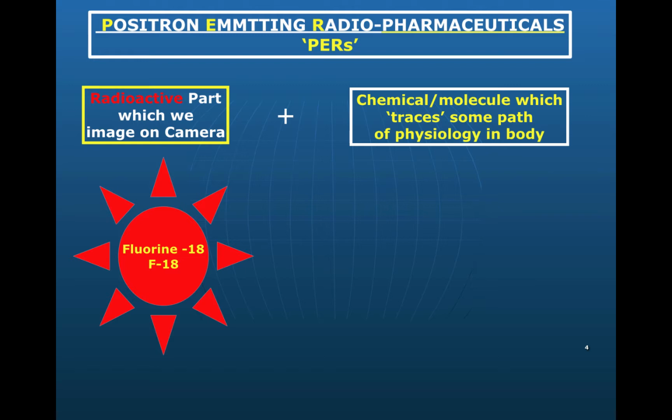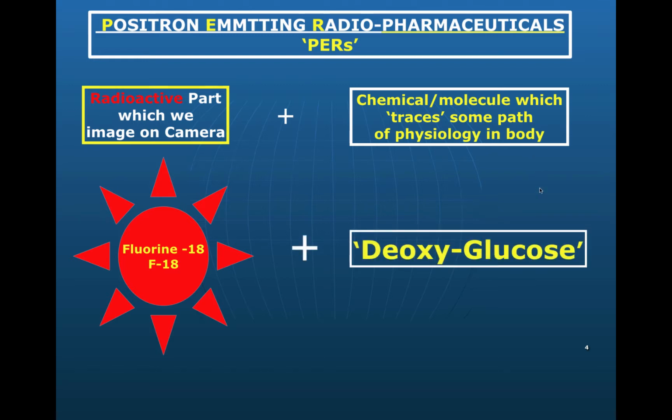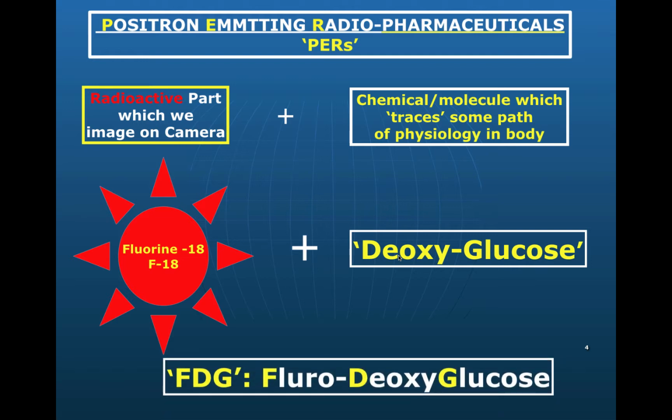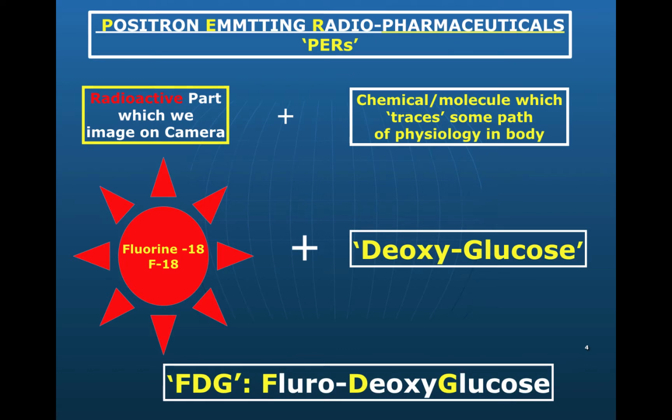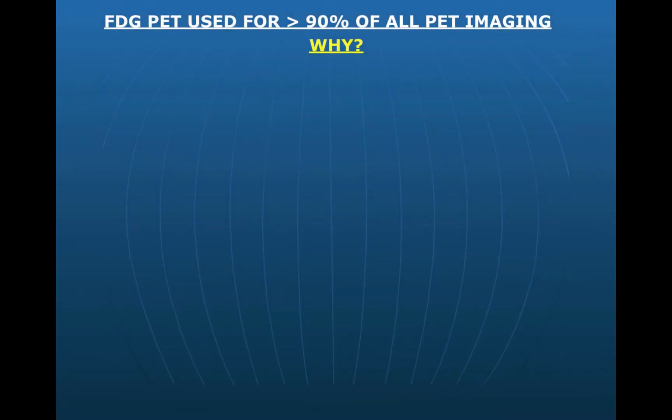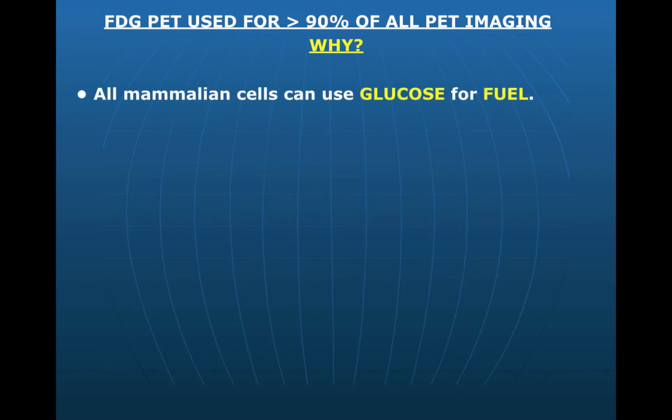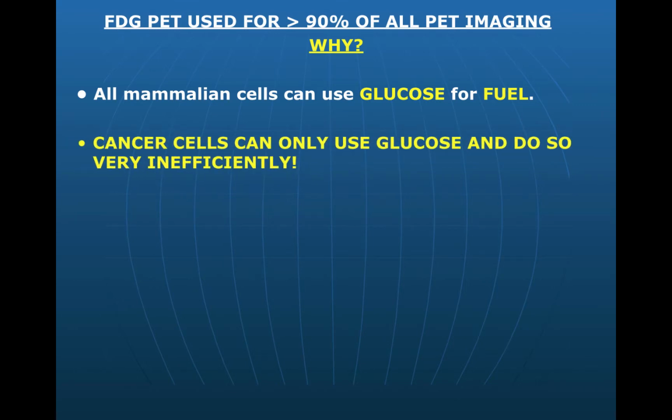But as I've said, the most common molecule we're going to use is called deoxyglucose, which means we've removed one oxygen, but as far as the body's concerned, it still is glucose, fortunately, and so it takes it up as it would sugar, and so we call it FDG or fluorodeoxyglucose. So the reason FDG PET is so useful is because all mammalian cells can use glucose for fuel, but it turns out that cancer cells can only use glucose, and they do so very inefficiently.